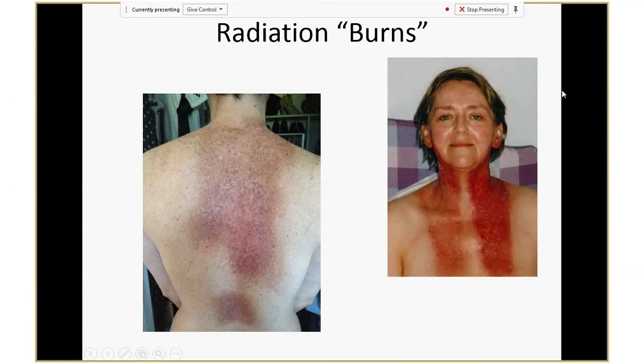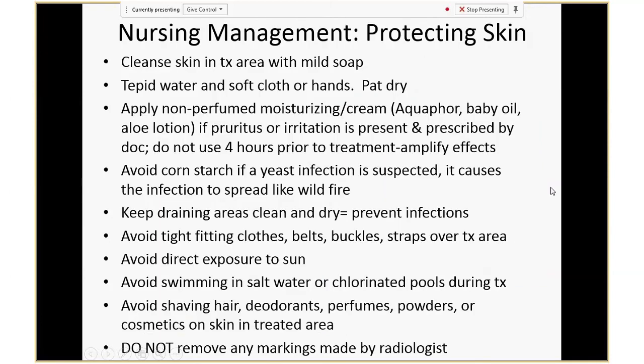So just a picture of what radiation can look like. Obviously, this lady probably had cancer of the spine or central nervous system, and that's why she's having those areas. This is obviously after maybe a couple of years, and it still has those effects, but this one looks like it might have happened just yesterday. So what can we do as nursing staff to educate our patients to make sure that they're protecting their skin?